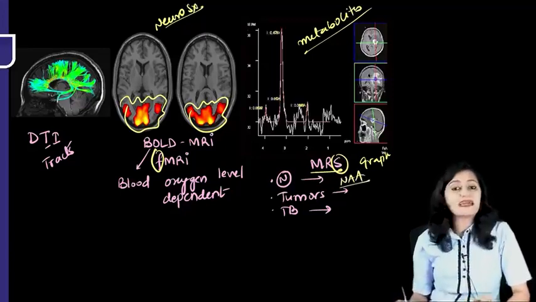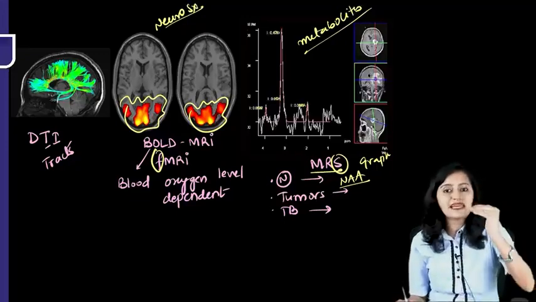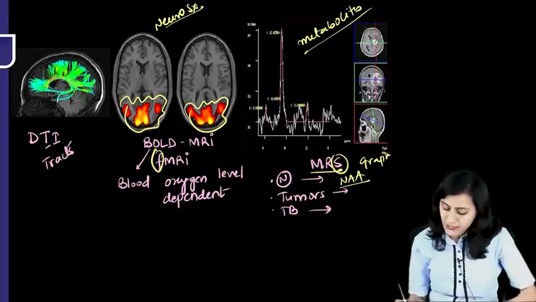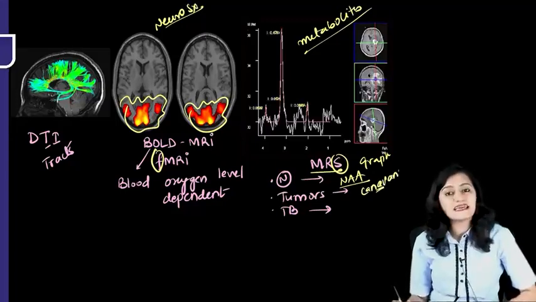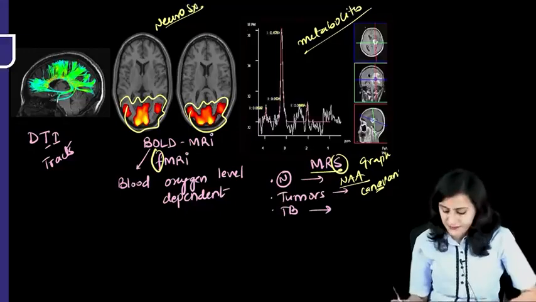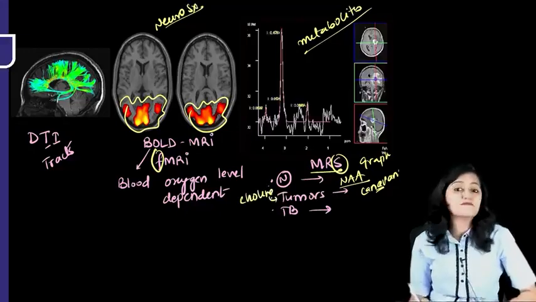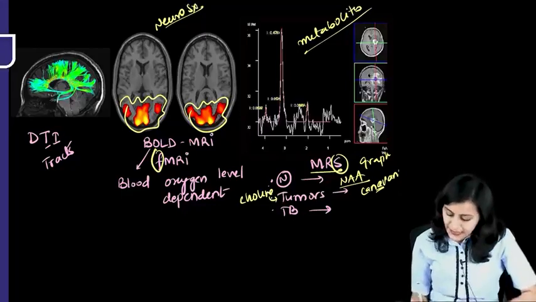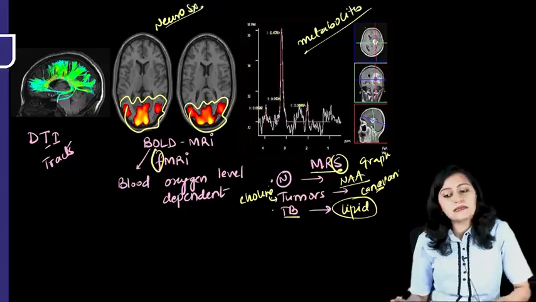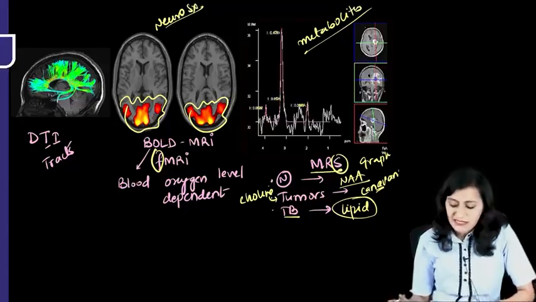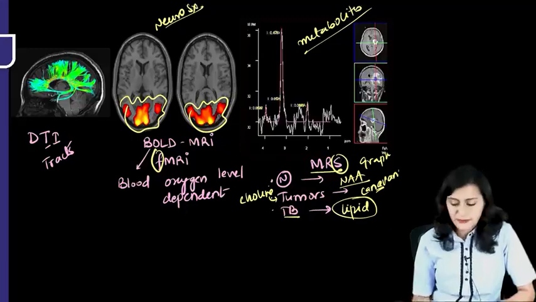Normal brain parenchyma, N for N, normal is NAA peak. In the pathologies, the NAA decreases except in one, that is Canavan's. Remember Canavan's, the NAA peak increases. In tumors, what peak do we get? Choline peak is what we get in primary brain tumors. In TB, mycolipid, that gives the lipid peak. So TB gives lipid peak. So based on the peak, we can narrow down the differential in MR spectroscopy.